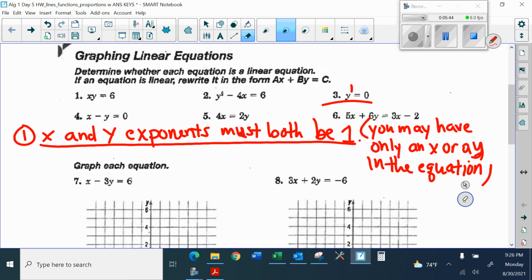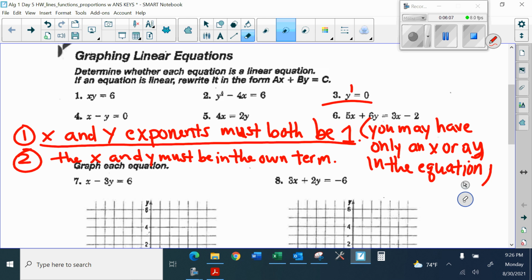The second condition is the x and y must be in their own term.